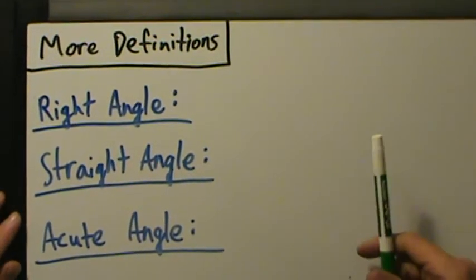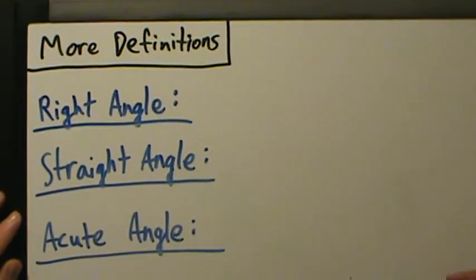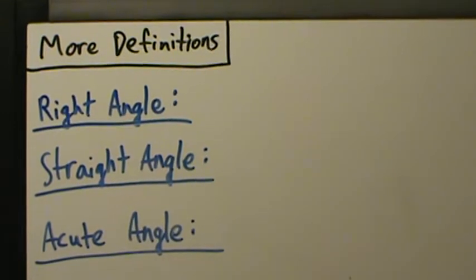Okay, so in the last video we talked about converting between degrees and radians, and in the video before that we defined degrees and radians, things like that. So now we're ready to talk about more definitions related to angle measurements.